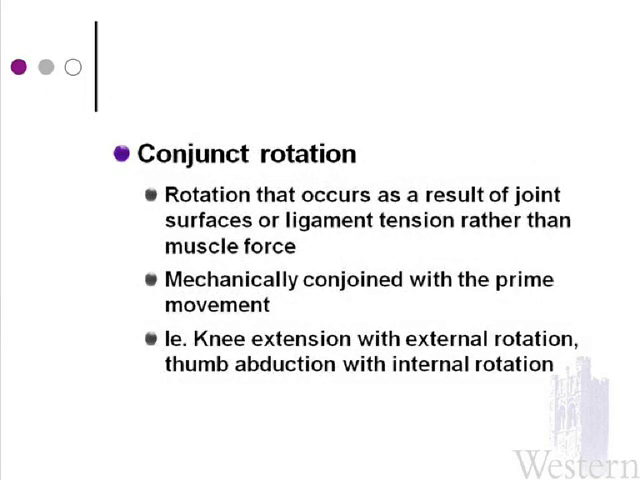Conjunct rotations are distinct from adjunct rotations in that conjunct rotations occur because of some anatomic reason. This might be the shape of the joint surfaces or the surrounding soft tissues that tend to pull the moving bone into a rotation during swing. Examples here are the external rotation of the tibia at terminal knee extension, or the internal rotation of the thumb during abduction. If conjunct rotations are not allowed to occur, full range of motion will not be available.